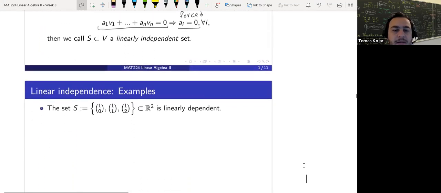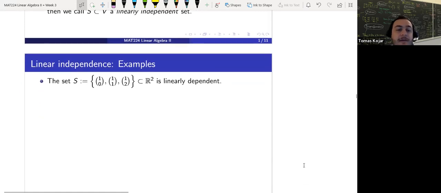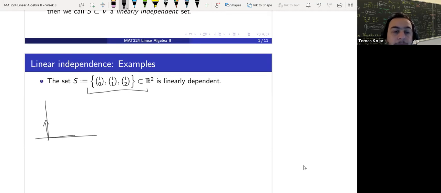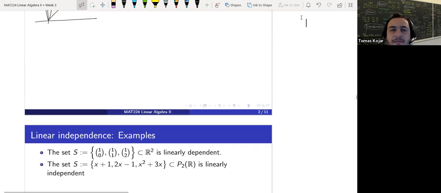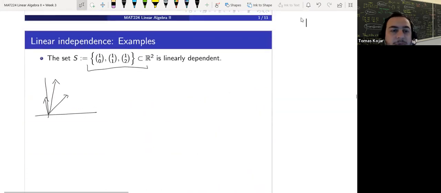So let's start with a simple example. Take these 3 vectors. Pictorially, it's (1, 0), what else? (1, 1), and then (1, 2). So it's somewhere over here. These 3 vectors are dependent. So let's see why. Well, I didn't write it, I'll do it myself. Let's see what the dependence is.